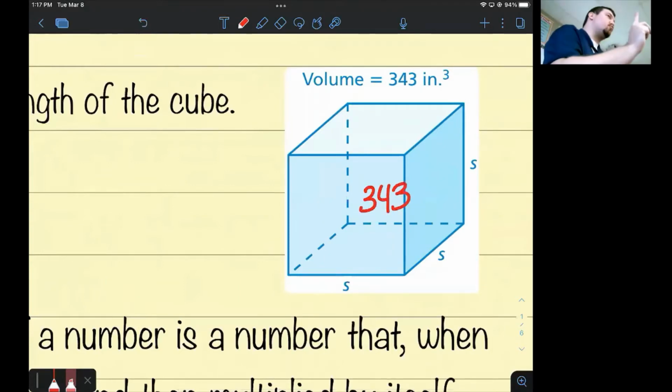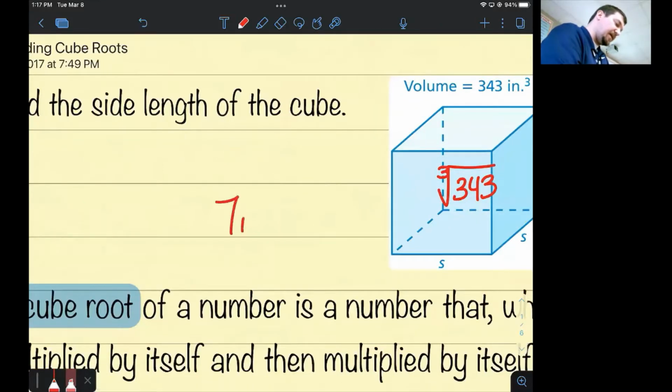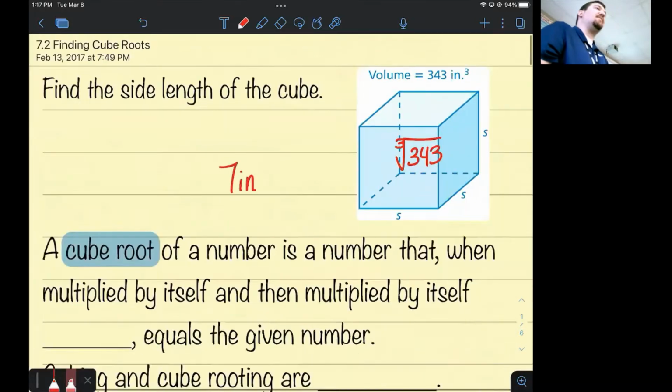Now, when you draw a cube root symbol, draw the square root symbol and put a 3 up in the top left corner of it. That's what a cube root symbol looks like. And what is the cube root of 343? Dawson? It is 7. So every side length on that cube is going to be 7 inches. 7 inches times 7 inches times 7 inches is how we get 343 cubic inches.